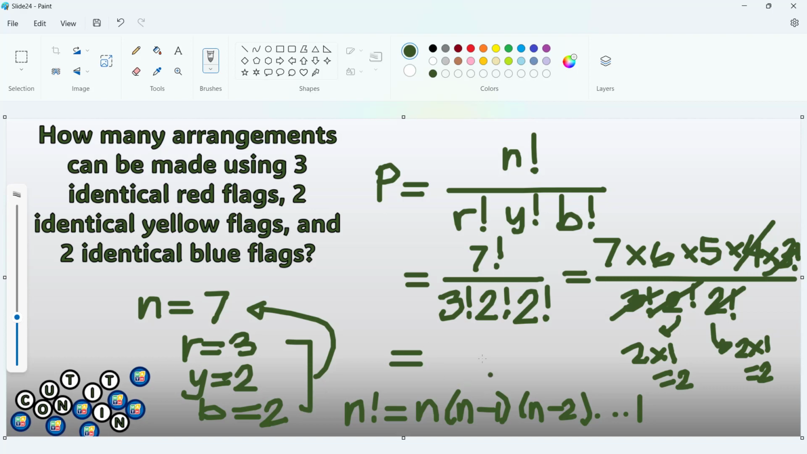times 5, we have a result of 210 possible arrangements, because we are placing them in one singular row where all of these 7 flags will be placed. So we have 210 possible arrangements. We do this because, again, we have identical objects. So we use this formula for n distinct permutations. And that's Count It In.